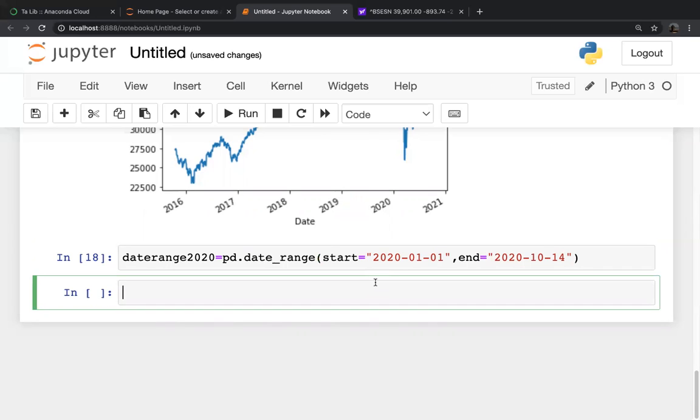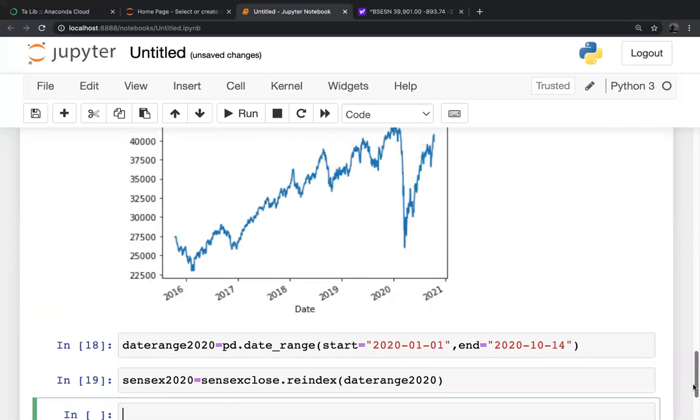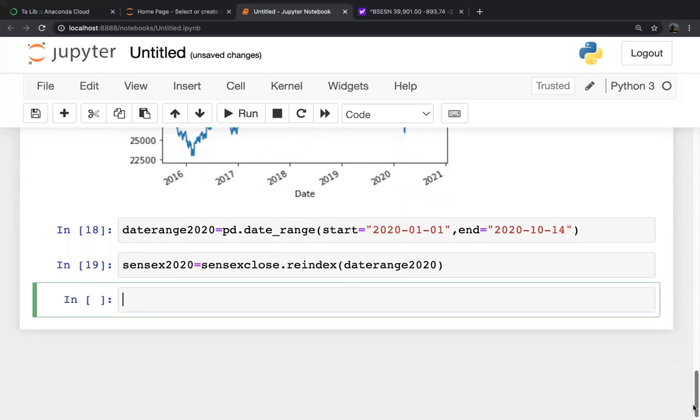Now we will set up the date. Sensex 2020 is equal to Sensex close dot reindex, date range 2020. Sensex 2020 is equal to Sensex close dot date range 2020. So we got the 5-year trend.